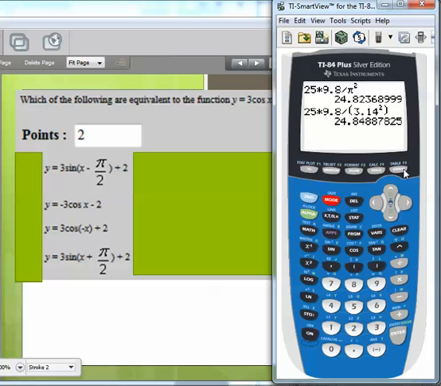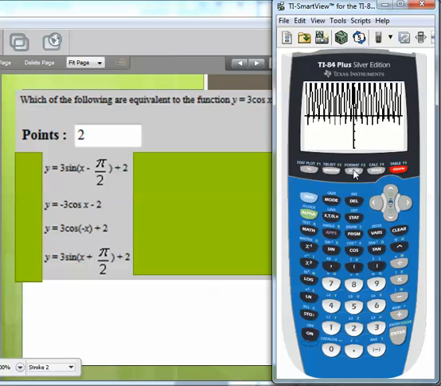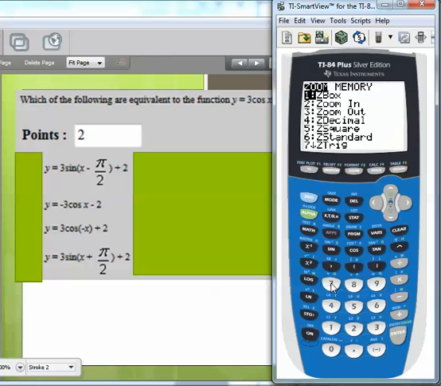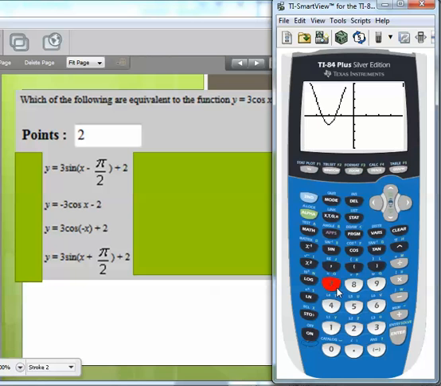Okay. And now I'm going to hit graph again just to make certain it looks right. Nope. Now I get this wiggly, wiggly, wiggly, wiggly. Well, that means I need to go back and zoom it to trig again. Zoom, trig, and it'll give me this nice little cosine wave. Okay, that's 3 cosine.